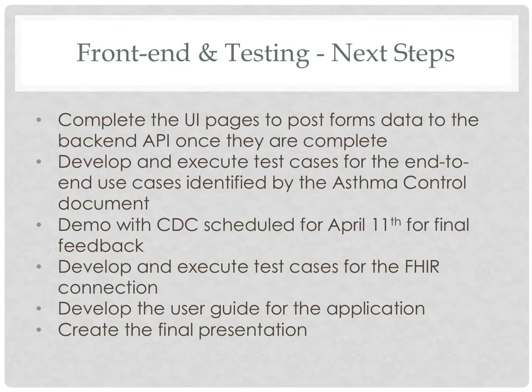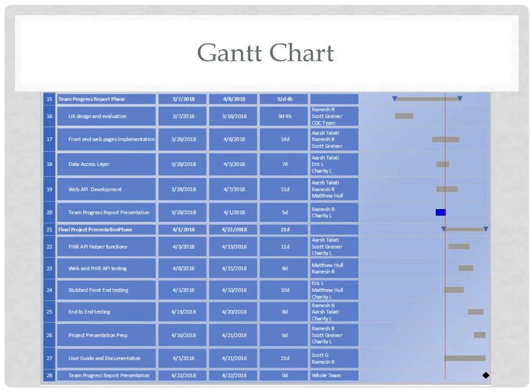We will also be developing a user guide and our final presentation in the upcoming phase. Lastly, progress is shown on our Gantt chart. The red line indicates where we are today. As you can see, we have a bit more work needed in our backend and front-end screens. The project is on track to deliver a purposeful app to assist people with chronic asthma conditions.